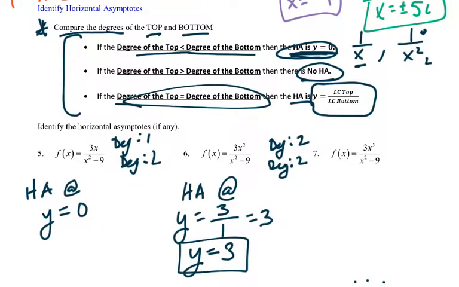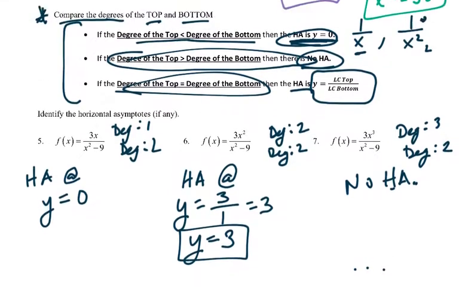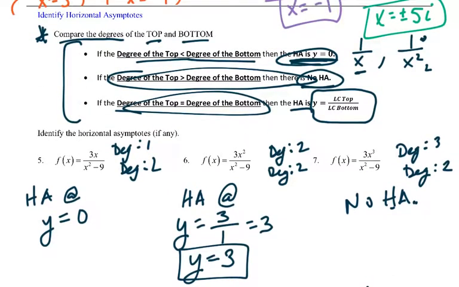On this one, the degree of the top is 3, the degree of the bottom is 2. The degree of the top is greater than the degree of the bottom, and so therefore there is no horizontal asymptote. HA stands for horizontal asymptote. So finding the horizontal asymptotes, I think, is a lot easier than finding the vertical asymptotes.